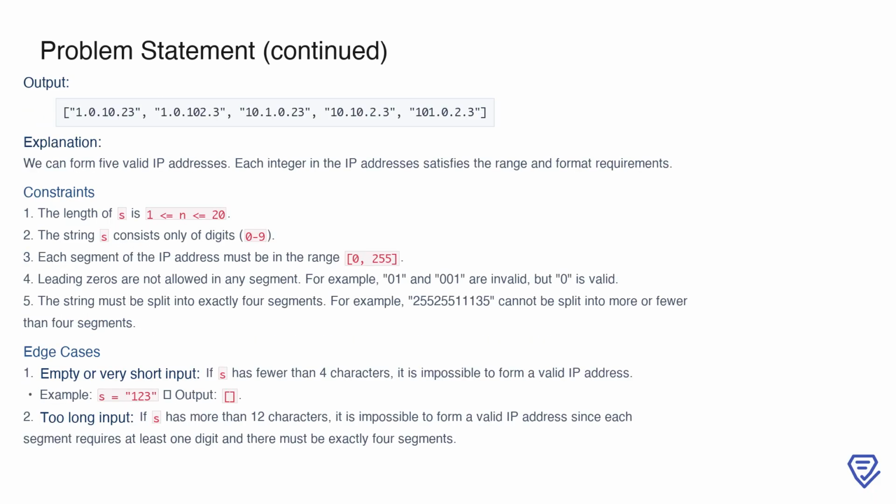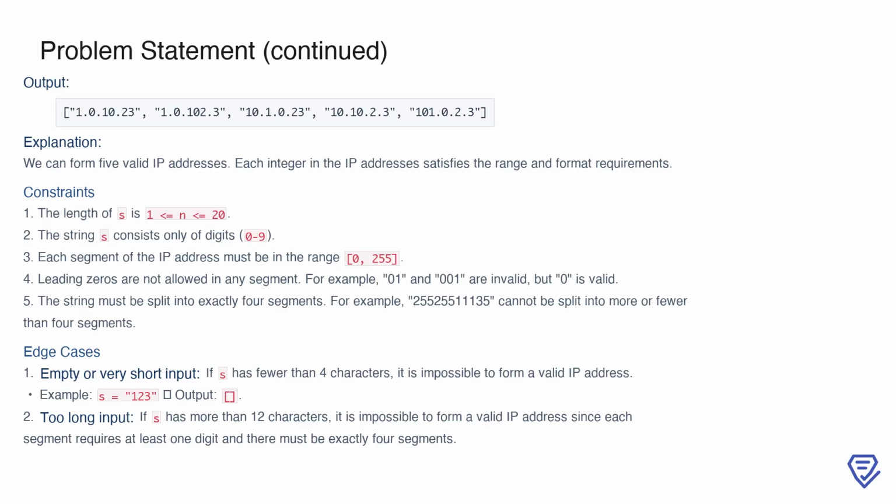Another example is S equals 101023. Here, we can form 5 valid IP addresses, 1.0.10.23, 1.0.102.3, 10.1.0.23, 10.10.2.3, and 101.0.2.3. Each of these addresses is valid because all segments are within the range of 0 to 255 and do not contain leading zeros.